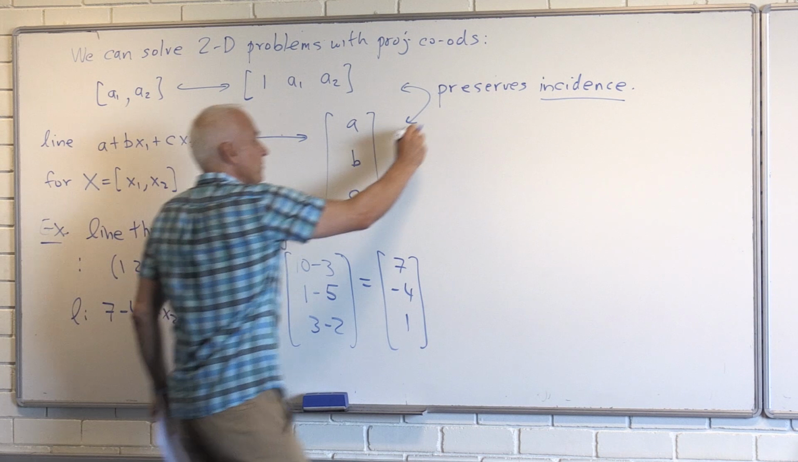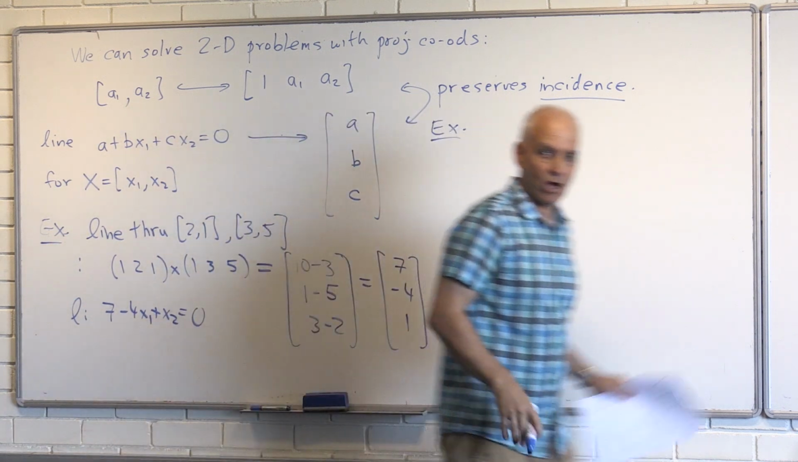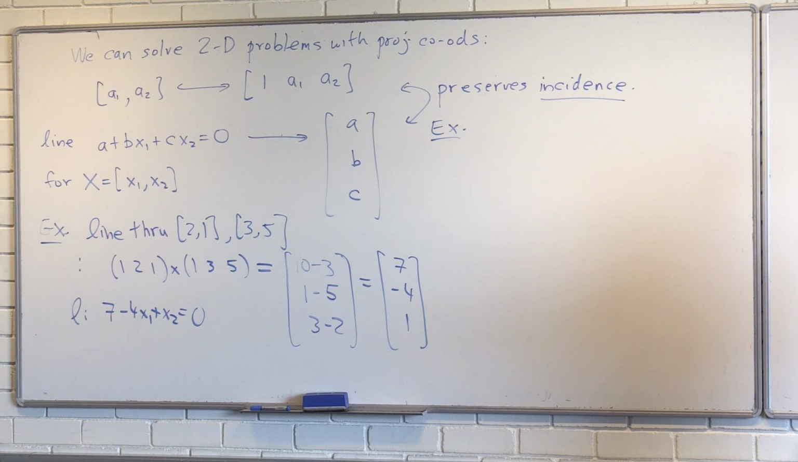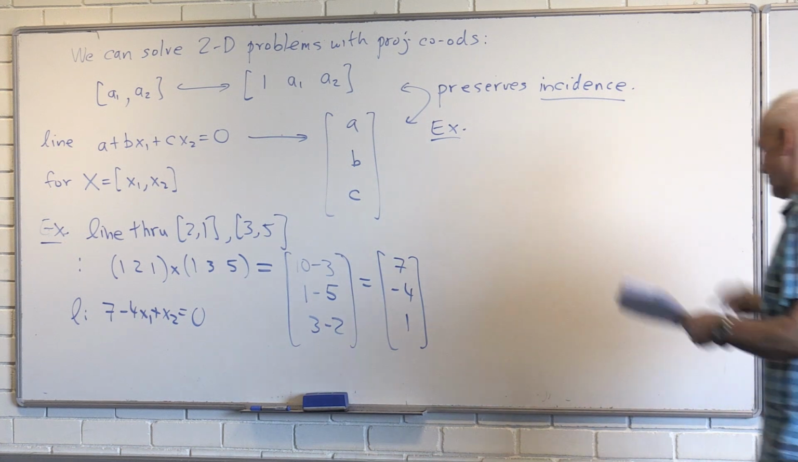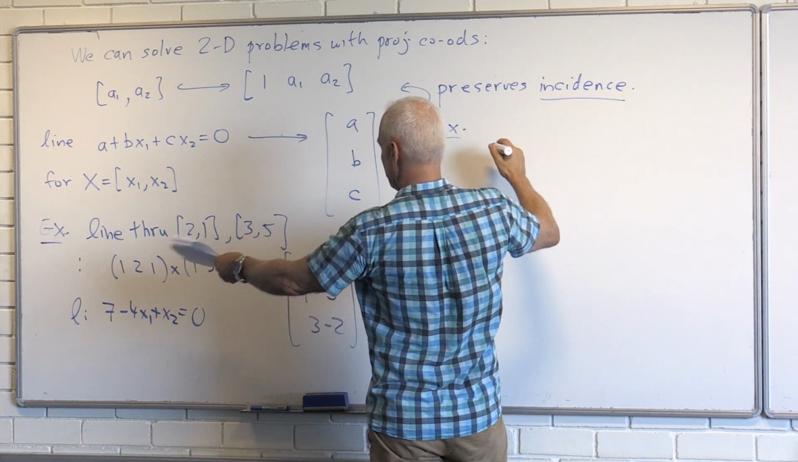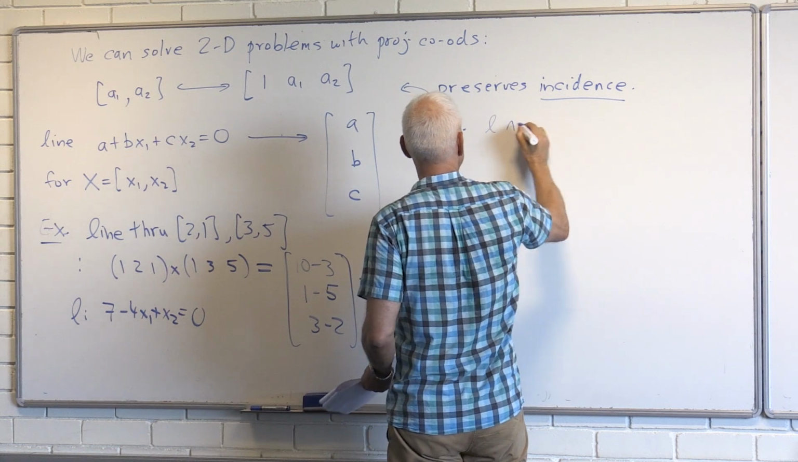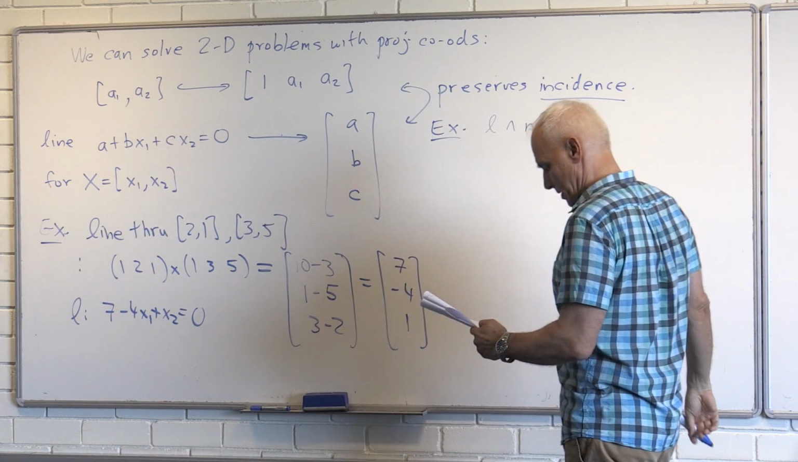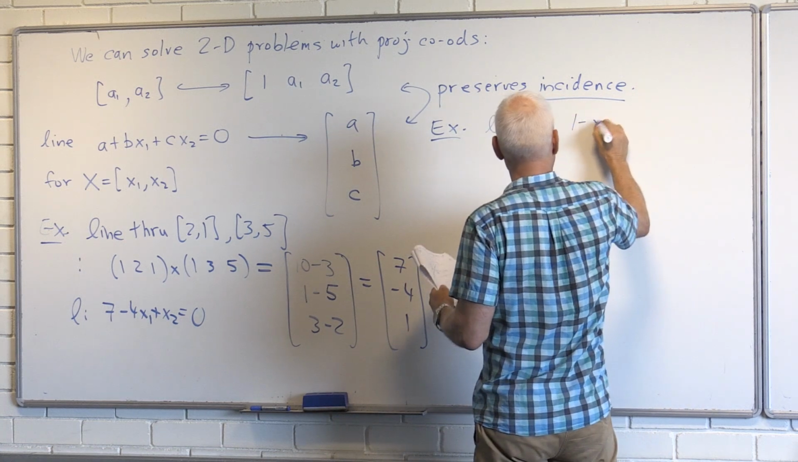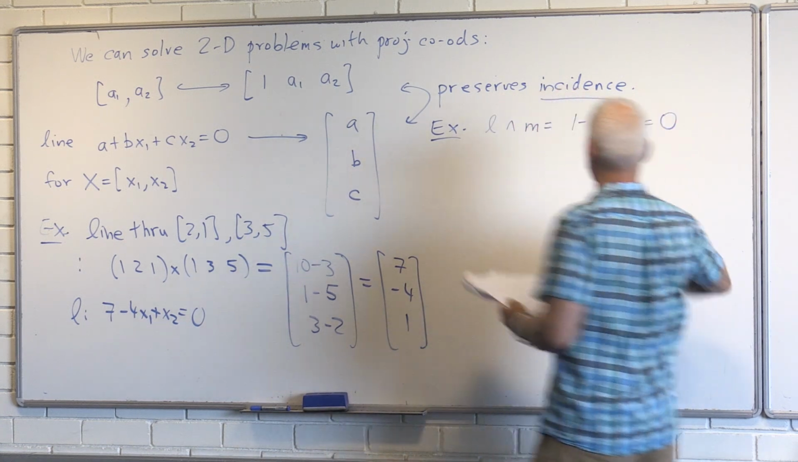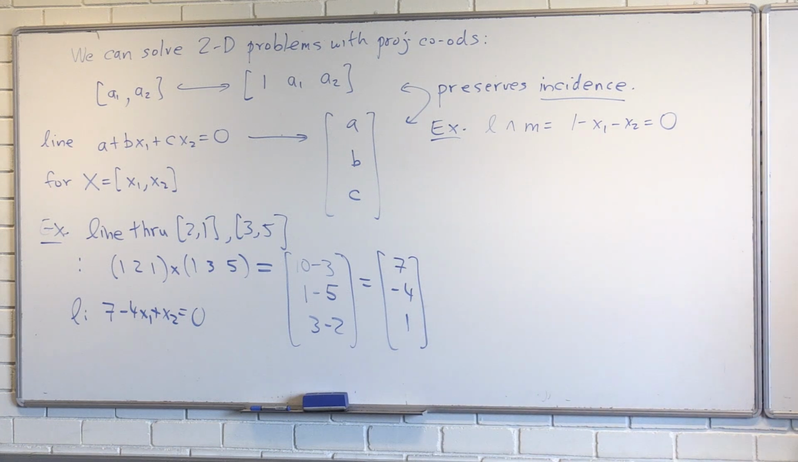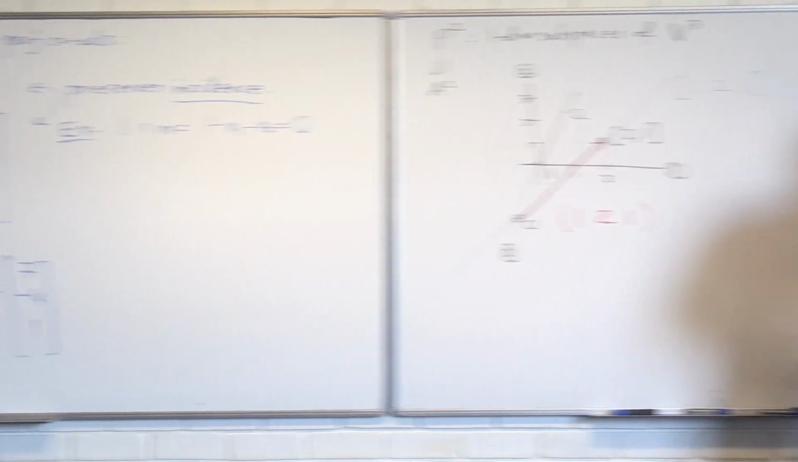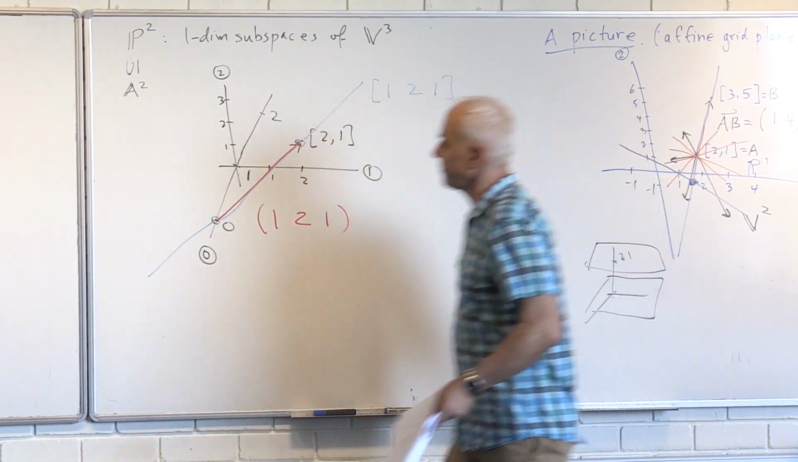Okay, as another example, let's take the meet of 2 lines. This is the other thing that first-year students are expected to know when they come from high school. How do you find the intersection of 2 lines? Suppose this is line L, we want the intersection between L and say M, and let M be the line 1 minus x1 minus x2 equals 0, which is like x1 plus x2 equals 1. So there's one of our lines in this picture, and the other one is that one there. We're looking for this intersection point.